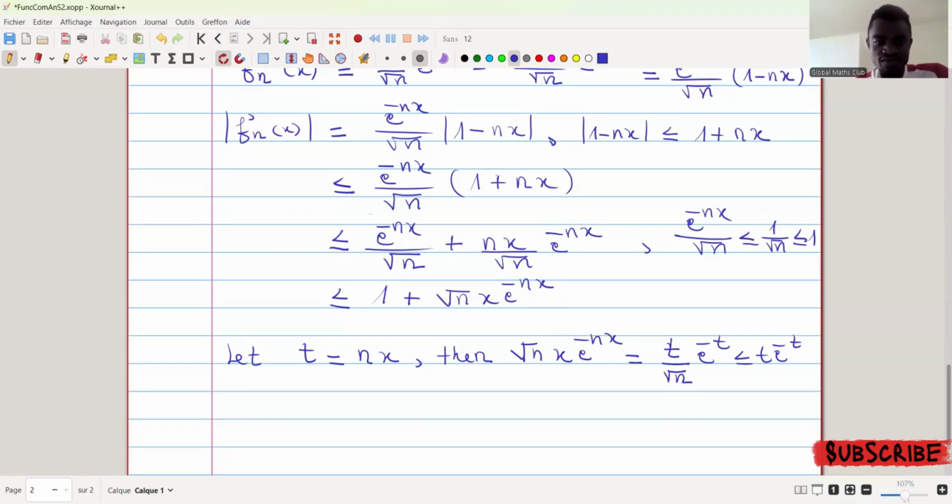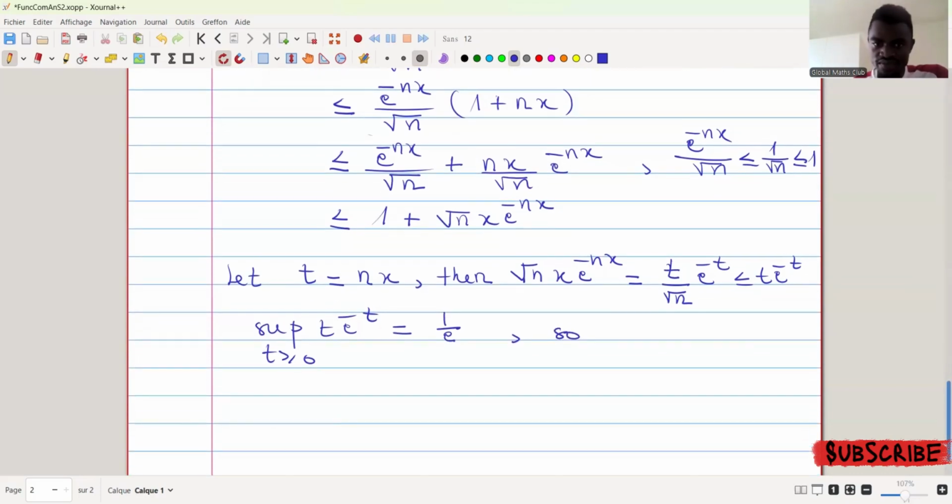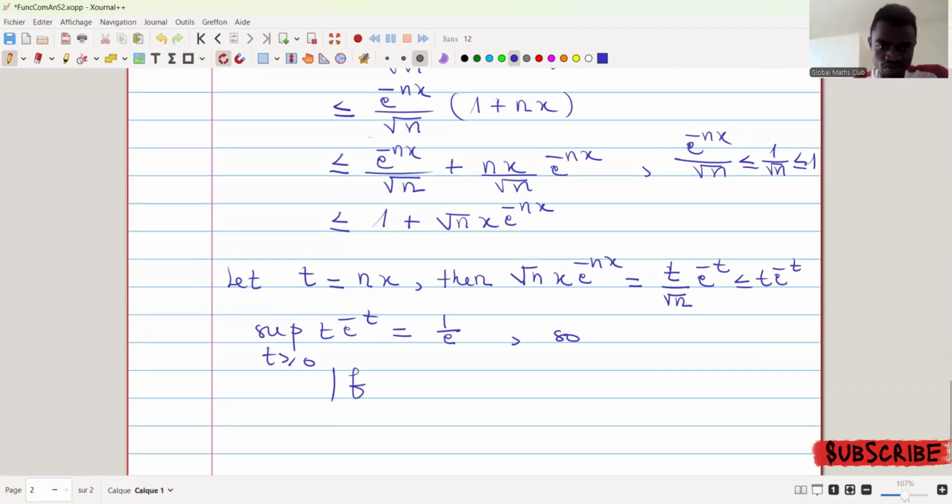So if you take the supremum of this when t is positive, because you know that this quantity is less than the supremum of this, and this one is 1 over e. So what do we have? We have that the absolute value of fn prime of x is less than this. This is for all n and for all x in 0, 1.